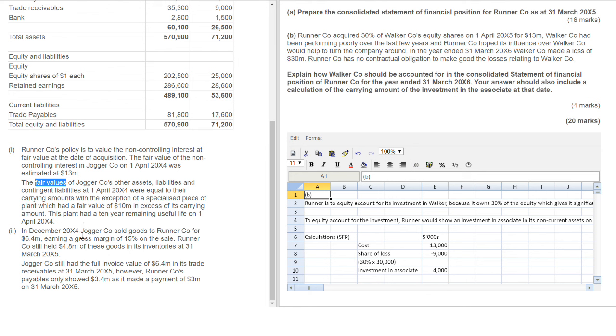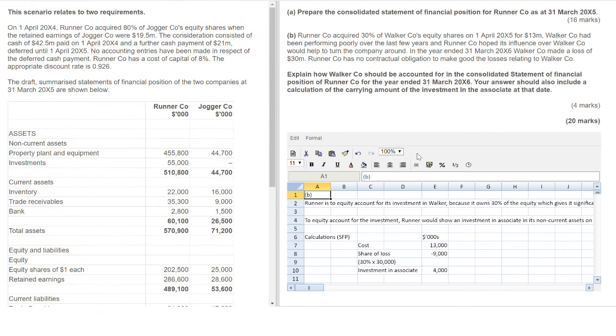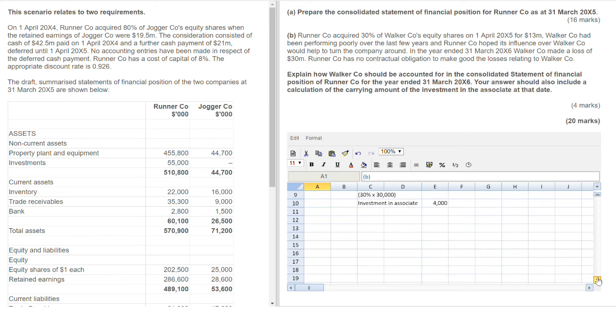We're then told a little bit in the second bit of information about a sale of goods from Jogger to Runner. So is that the Jogger being the subsidiary selling goods to Runner? Still has some of them in inventory, so I'm thinking that there must be some provision for unrealized profit. And then it starts talking about invoices, payments between the parent and subsidiary. So you're thinking about some intra-company balances, some intra-company transactions that are happening there.